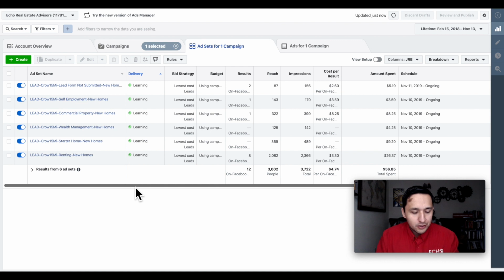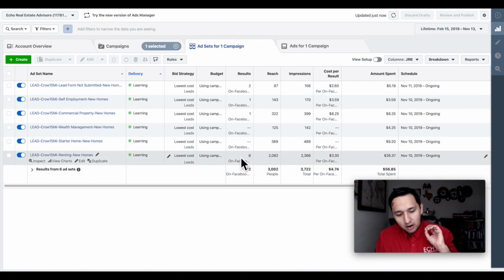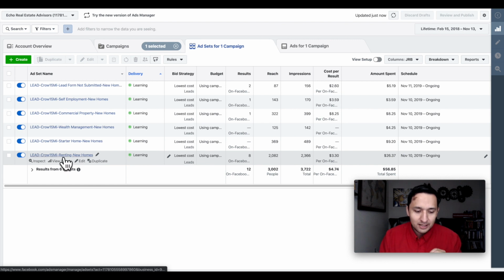All right, and our renting ad set. As a reminder, the renting ad set is the one that Facebook is prioritizing right now. Facebook is driving a lot of the spend here. We are optimizing from a campaign level, so Facebook has favorited this one.